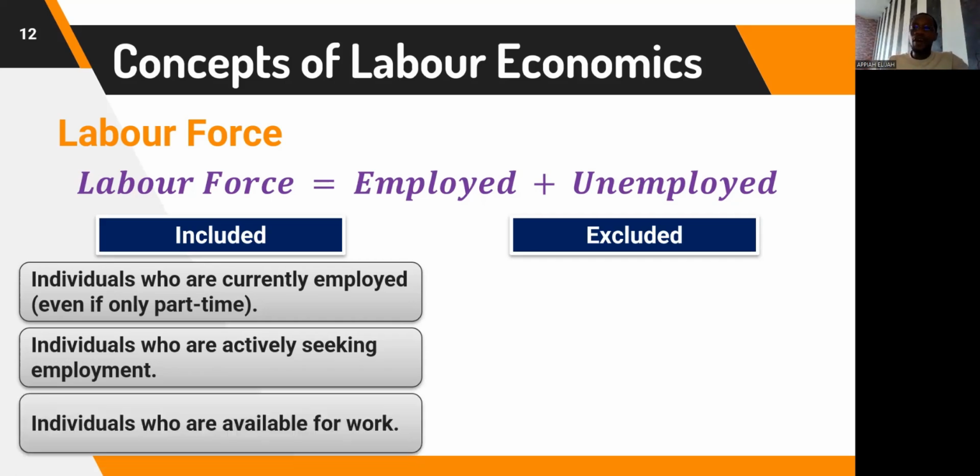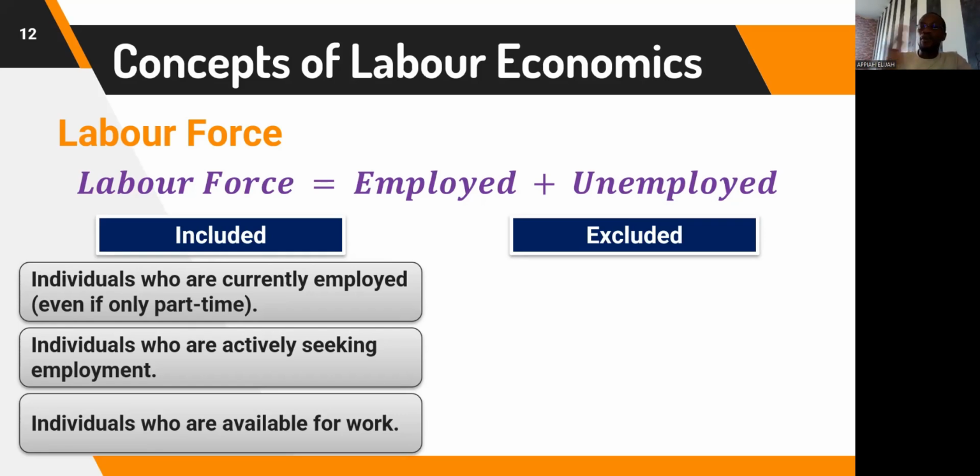And then individuals who are available for work. Some of them are not actively seeking a job, but yes, they are available for work. So those people too will be part of unemployed. When we talk about unemployed, we are looking at those of the working age population who are seeking jobs or available for work, but they are not getting. Those are the unemployed people. And the employed are those who are actively working, whether full-time or part-time or contract.